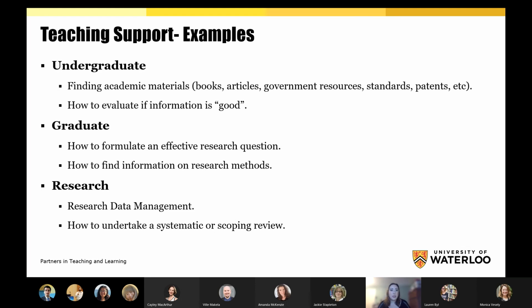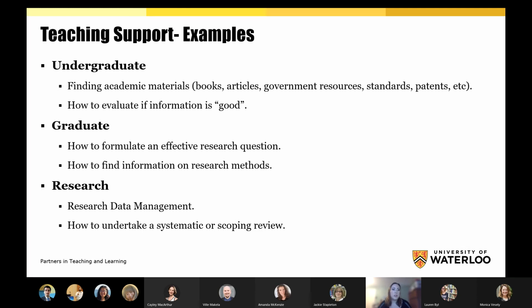At the graduate level, we're often working much more in depth, so it can be specific methods, or really specialized information. Jackie, who's with us today, works with a lot of students on that systematic review issue. It can be something as simple as narrowing down and helping to formulate a really good, high quality research question that is useful and researchable in some way.